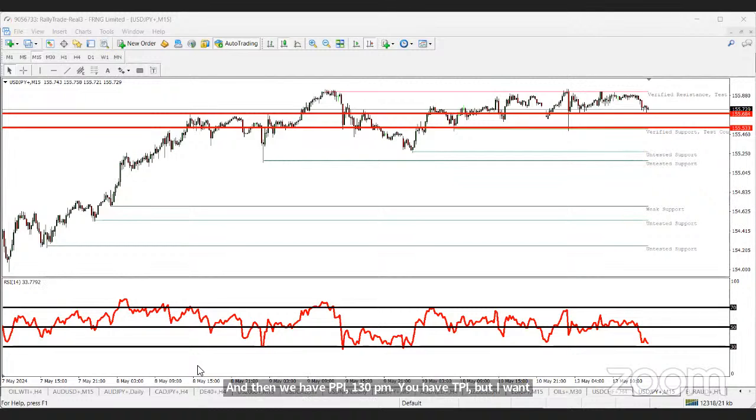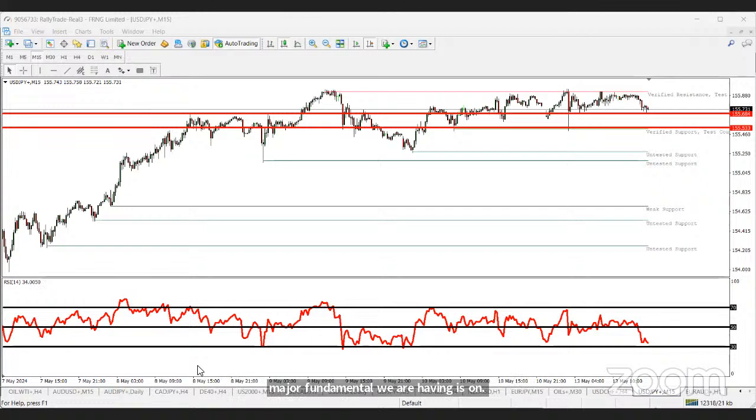And US Fed Chair Powell will be speaking by 3 p.m. Those are the only ones. I think PPI will move the market, then maybe CPI. But apart from that, the major fundamental we are having is on Wednesday.